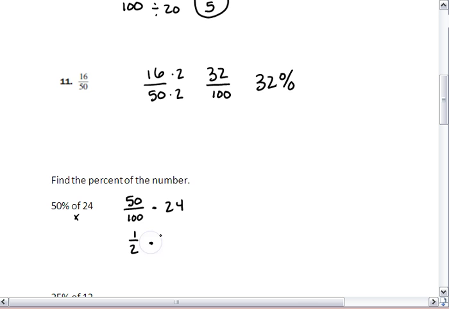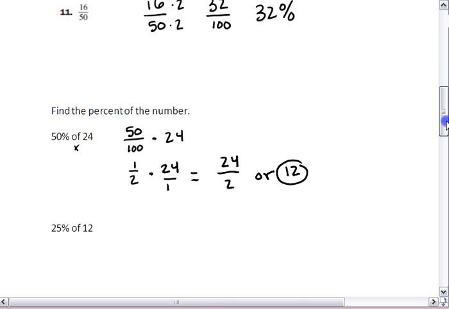So what would be 1/2 of 24? Well, if I multiply this out, I get 24 over 2, or 12. 1 times 24 is 24, and 2 times 1 is 2. So 50% of 24 is 12. Let's look at another one.